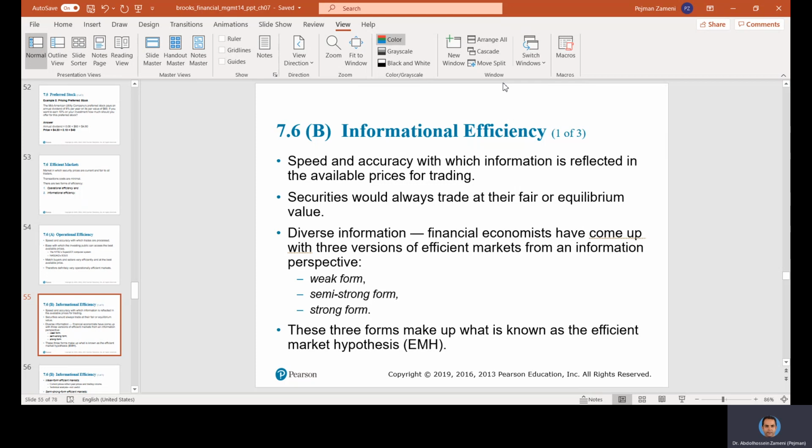efficient market. Diverse information. Financial economists have come up with three versions of efficient markets from an information perspective: weak form efficiency, semi-strong form efficiency, and strong form efficiency. It means that whenever we talk about efficiency, we can categorize it in these three categories. These three nested forms make up what is known as the efficient market hypothesis, EMH.